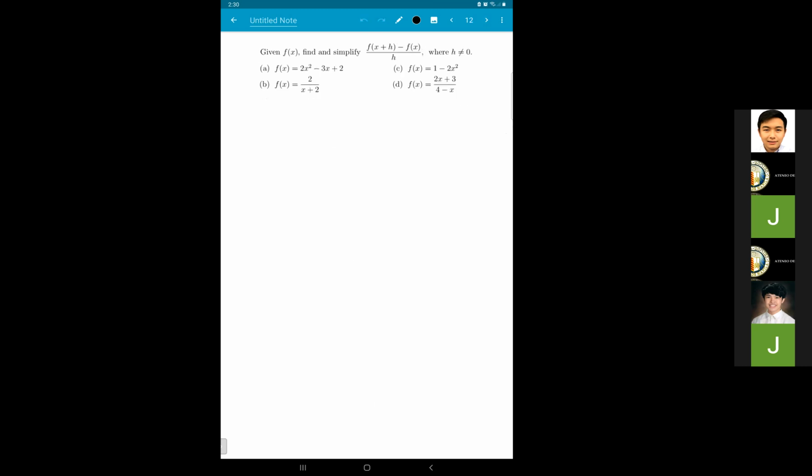Okay, next. So given f of x, find and simplify f of x plus h minus f of x over h. The reason why this type of exercise is given to students is that this expression actually is a quotient that frequently appears in calculus. In fact, we call it the difference quotient. And the difference quotient is used to evaluate derivatives.